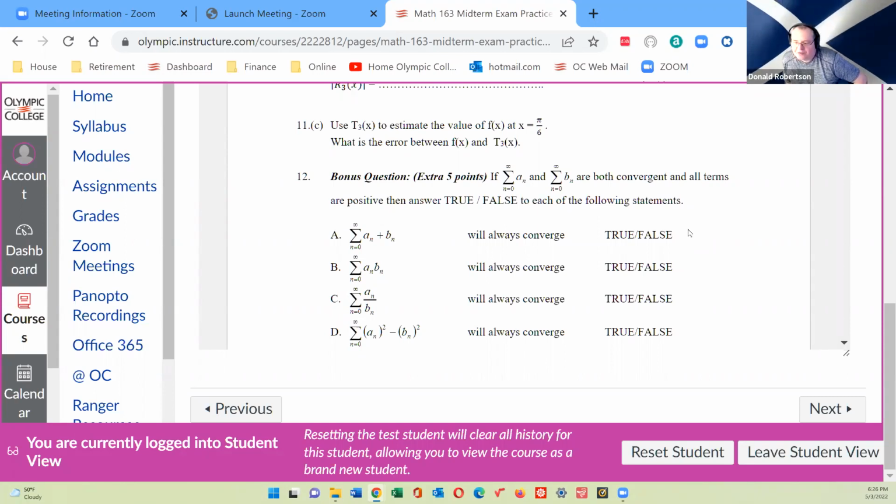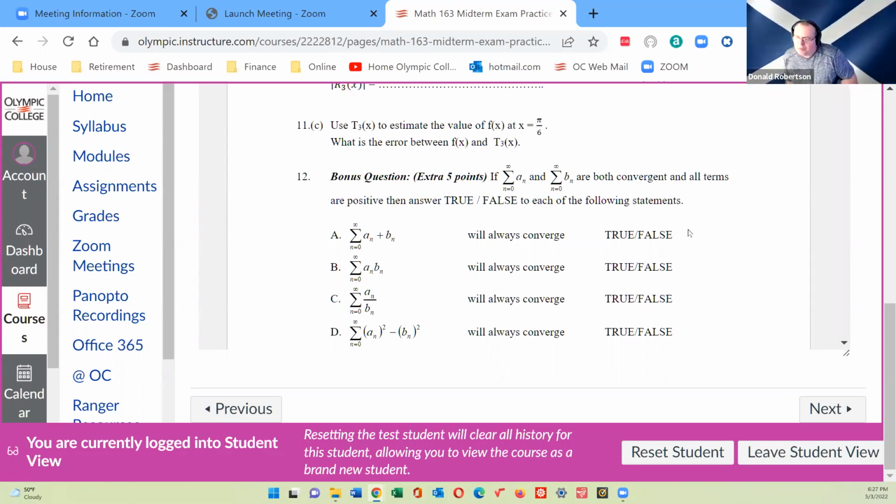Now, this isn't math, this is just logic, kind of math, common sense, I guess. What do you think? Do they actually converge? Yes, they do. Suppose you multiplied them together. Would those two converge? And the answer is yes.